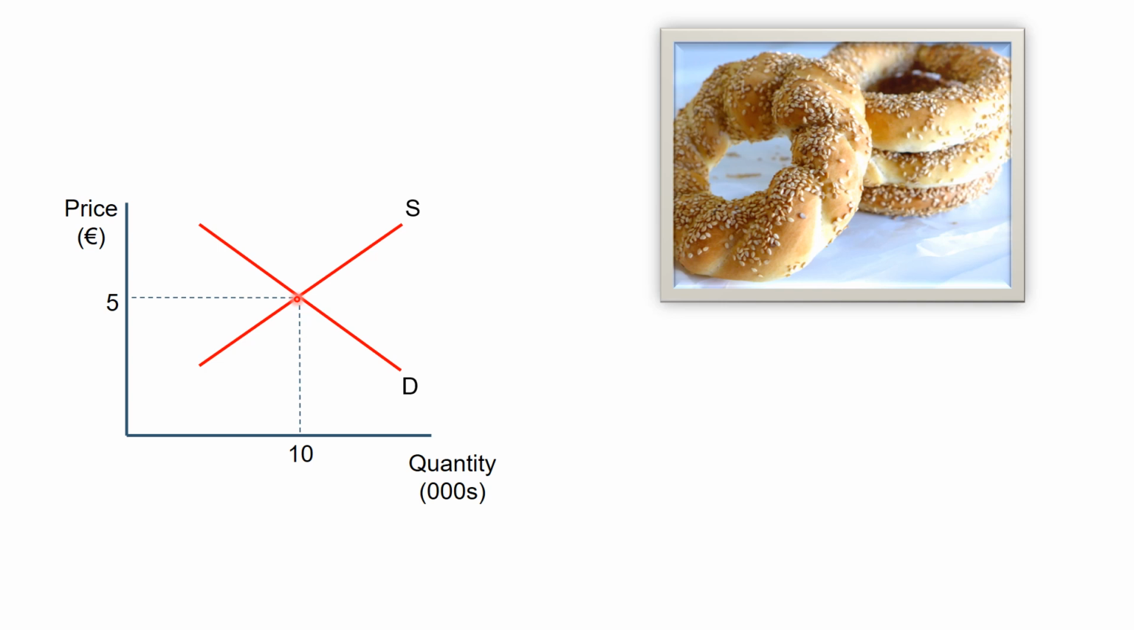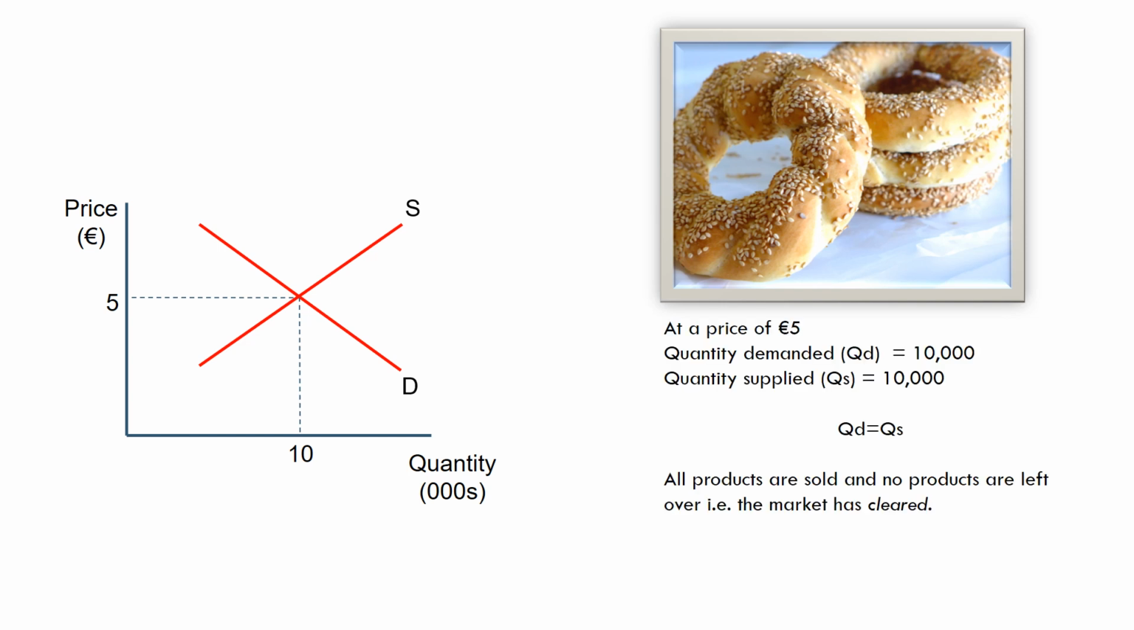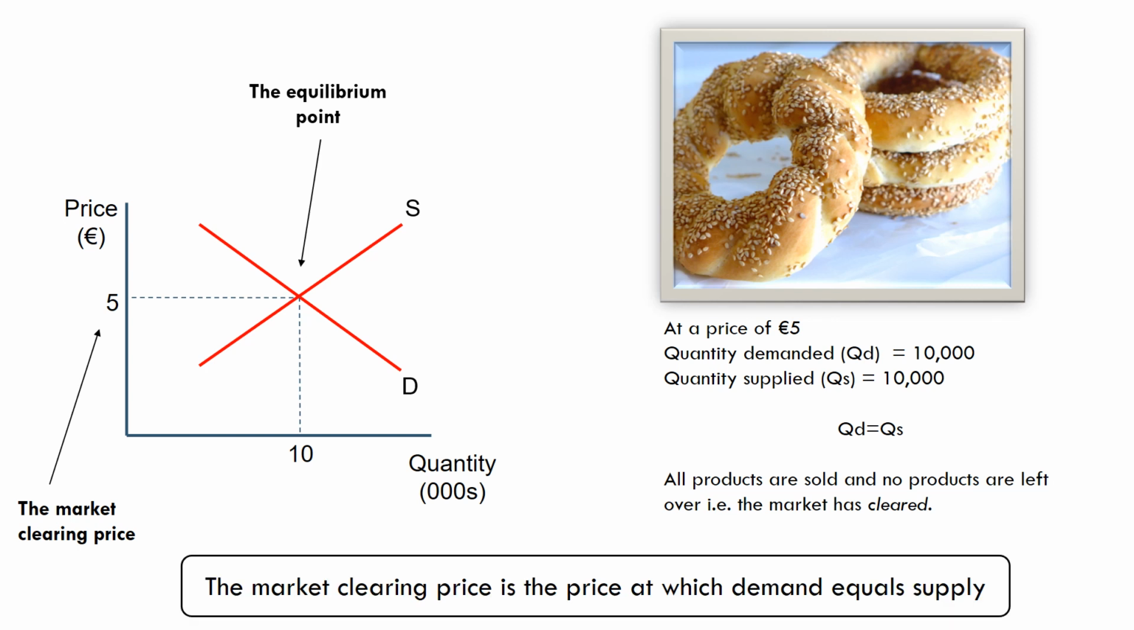So here we have quite a stable position. At a price of €5, the amount people want to buy, demand, is the same as the amount that businesses, bakeries, want to sell. And so we describe this as being the equilibrium point. At this position in this market, at this price, the amount people want to buy is equal to the amount that the bakeries want to sell. And so we call this the market clearing price because all products are sold at this price and no products are left over. The market clearing price is the price at which demand equals supply.